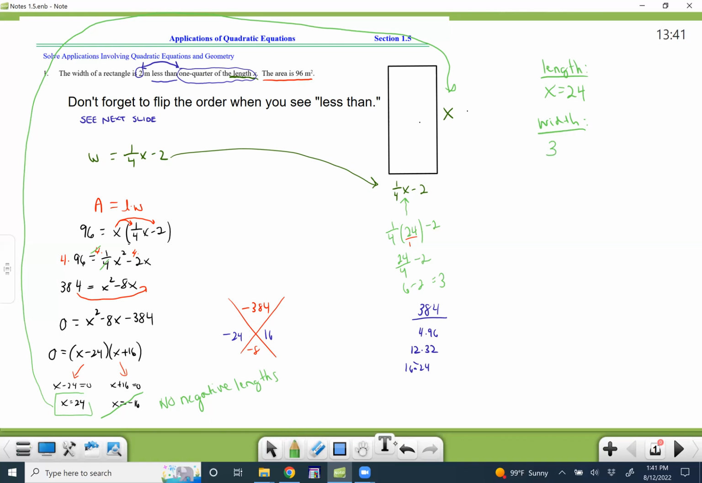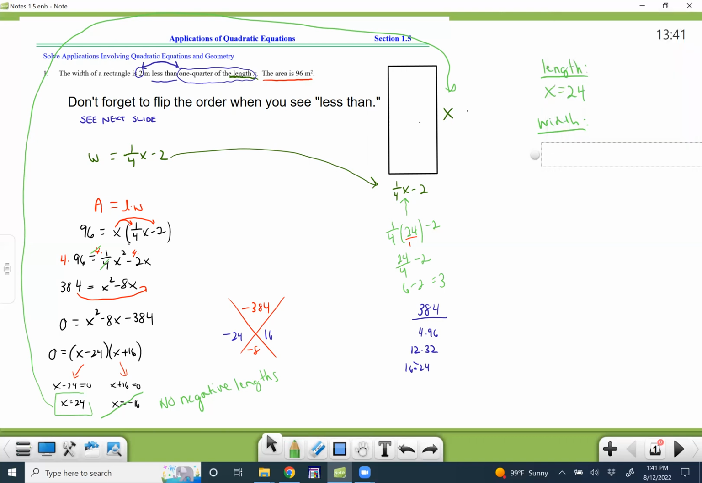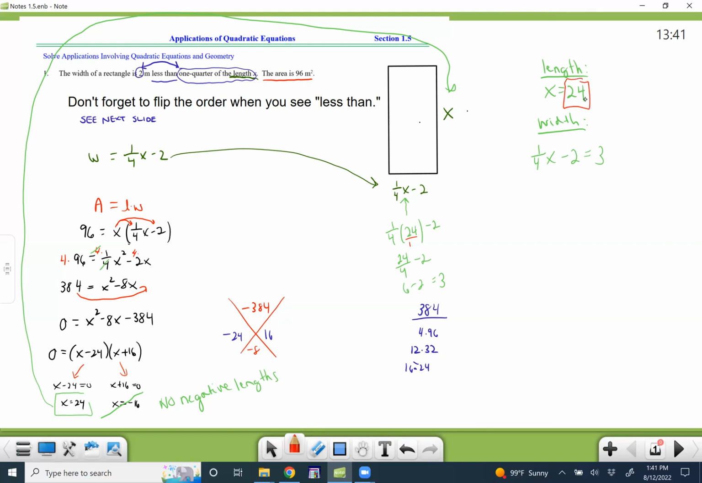Okay. Let me write it like this so it's nice and neat. So, oops, sorry, you guys. Okay. 1/4 x take away 2 is equal to 3. Okay, so really these are our two answers, right? 24 and 3. And you know what? It's in meters, you guys. So if you want to be really good, you tack an M on there for meters, right? Okay.